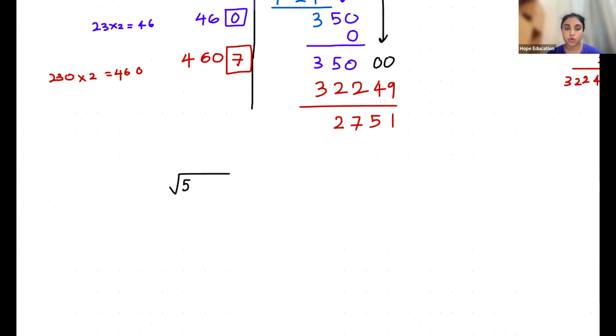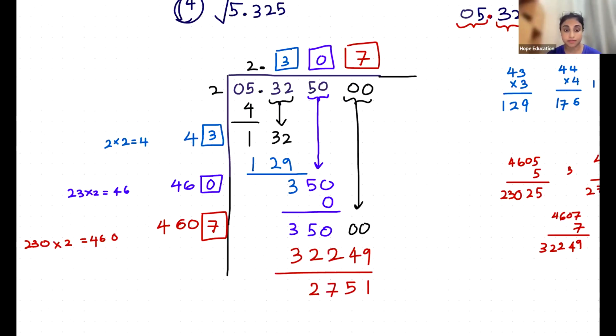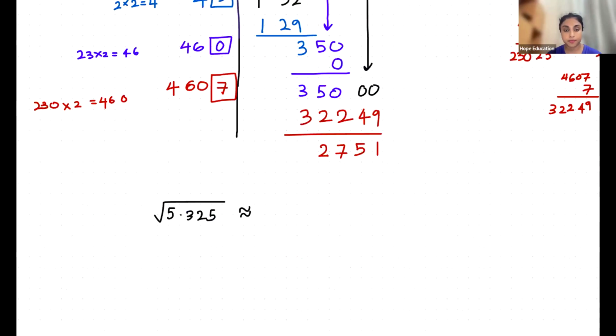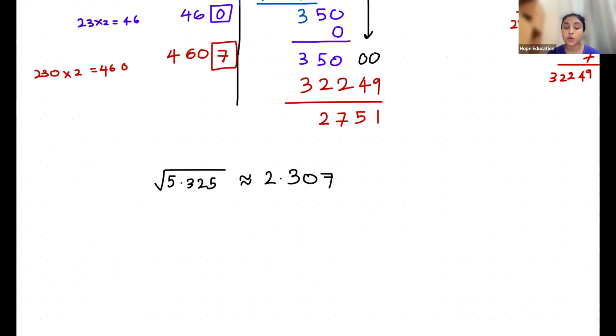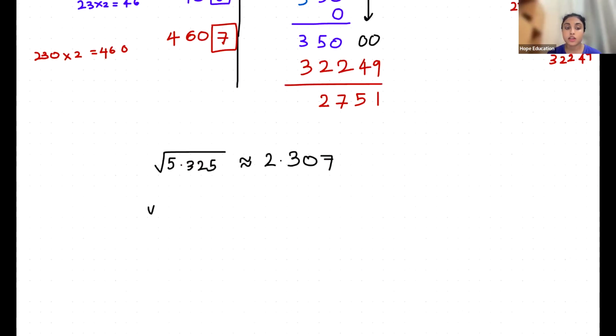The square root of 5.325. Here we got 2.307. Now I have to find the answer accurate to 2 decimal places. So I will round it off. When I round off, I get 2.31.